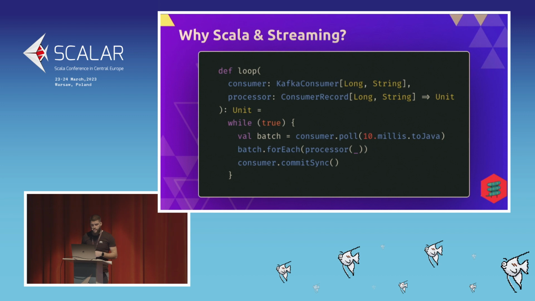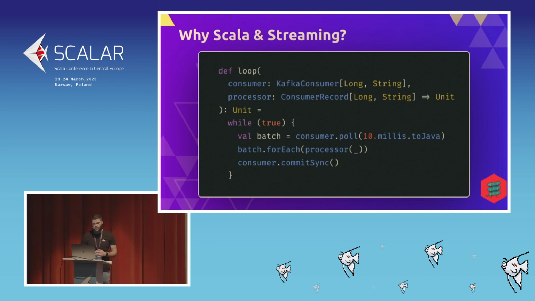Now, let's delve into the fun part of the presentation, exploring the reasons for choosing Scala and a functional streaming approach. Here you can see what a typical Kafka consumer program looks like that uses just the official Java client. There's just a loop method that receives a Kafka consumer and a processor function that represents our business logic. It's a function from consumer record to unit, and as functional Scala developers, we don't like that, but at least it's better than any to unit, right?